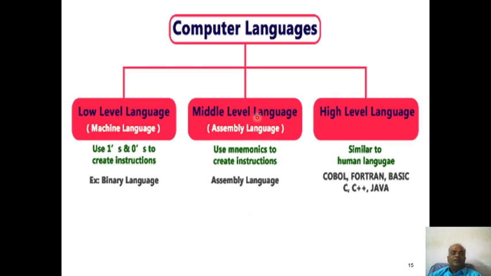So let us go through all the computer languages. Already we discussed low level languages. Machine language and assembly language are considered low level languages. Machine language is in the form of ones and zeros, assembly language is in the form of mnemonics, and high level language is in the form of different kinds of English sentences.